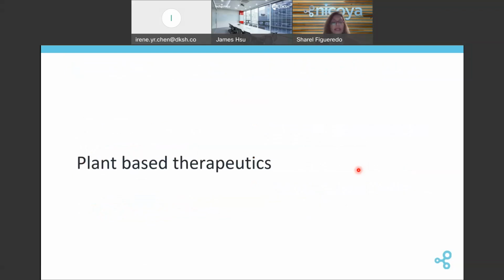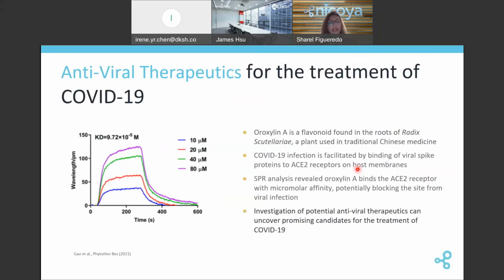We'll now go look at some applications in plant-based therapeutics. With the pandemic that engulfed us this past year and a half or so, several researchers pivoted to COVID-19 research and trying to find either cures or drugs that could potentially disrupt the binding of the COVID-19 virus spike protein to the ACE2 receptors on host membranes. Either they repurpose drugs, or in this case, we will look at how plant-based medicines have been instrumental for the treatment of COVID-19.